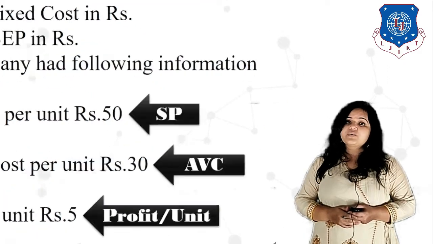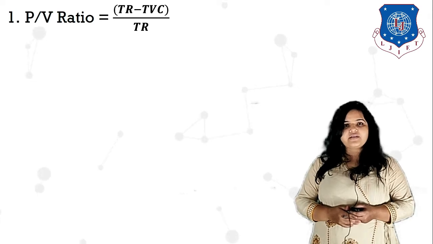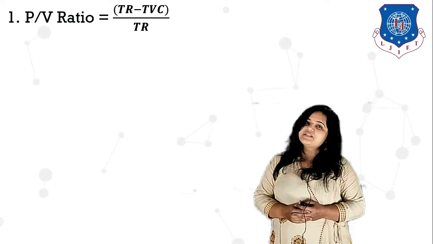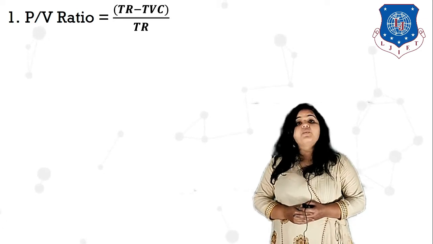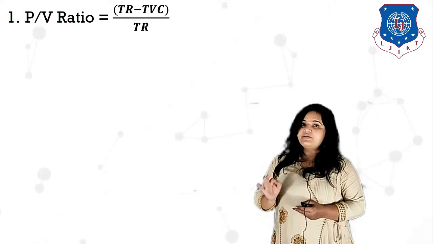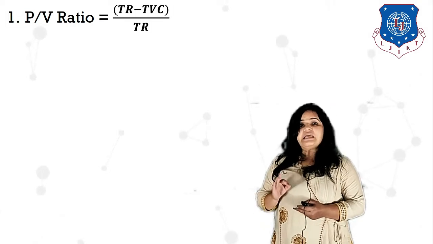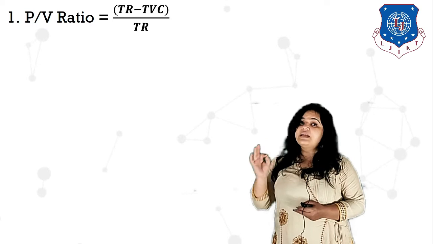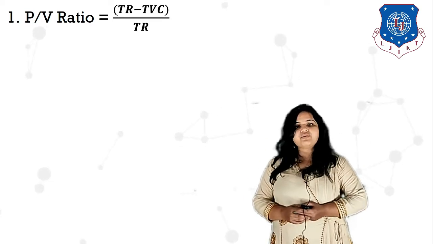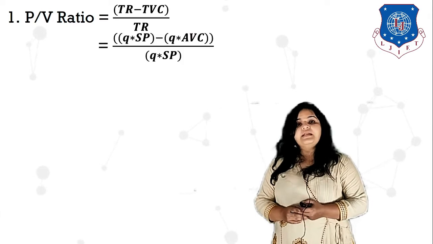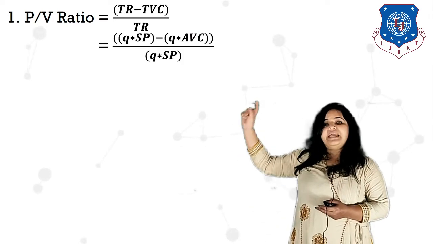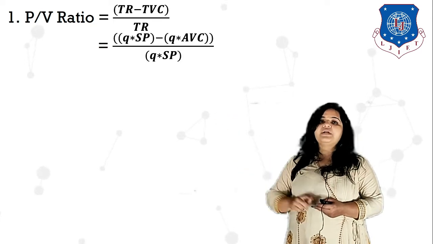The first question asks us that what is P by V ratio? P by V ratio is given by the formula TR minus TVC divided by TR. What is total revenue? Q into SP. Q and SP both are given in the problem. TVC is Q into AVC. Q and AVC both are given in the problem. Again, TR can be derived from whatever is given in the problem. Let us check and derive this. This is equal to Q into SP minus Q into AVC upon Q into SP.